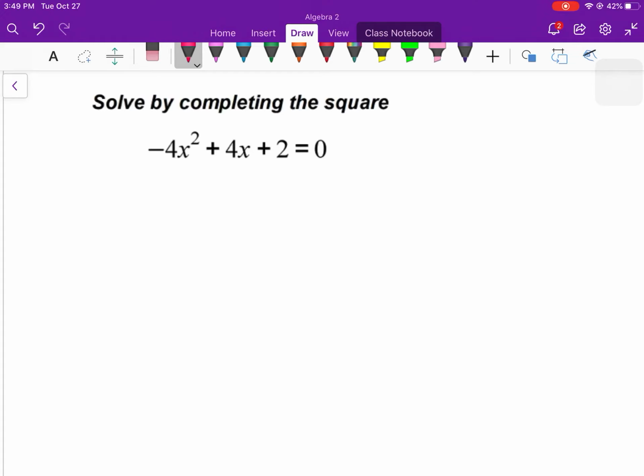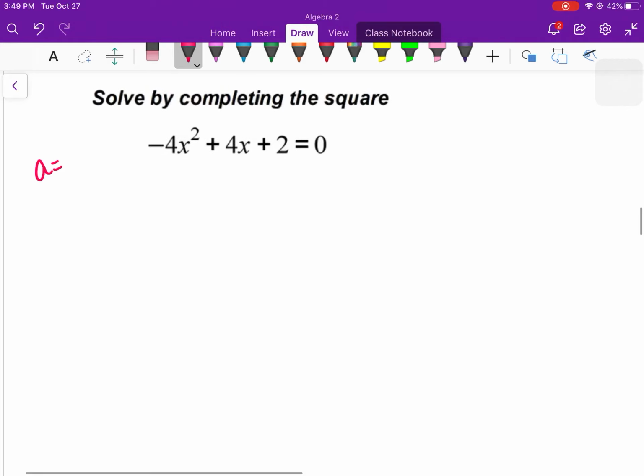Do one more, completing the square. This one's a little bit more challenging. It always seems to throw students off. So a has to be equal to 1. So before I can start, I have to divide everything here by -4.